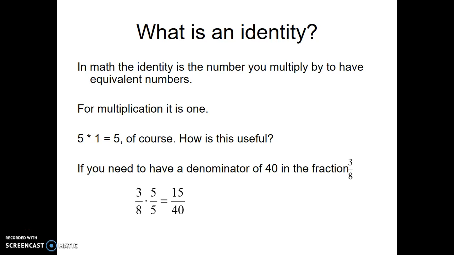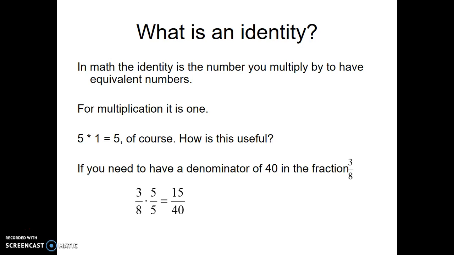So first off, we're going to talk about what an identity is. In math, in general, an identity is a number that you multiply by to get equivalent numbers. For multiplication, we have 1. 5 times 1 equals 5. This is handy if you need, say, a denominator of 40, like in the example with the fraction 3/8. We can multiply 3/8 times 5 over 5, which, if you recall, 5 divided by 5 is 1. So we can multiply any number by 1, and it doesn't ultimately change the number.